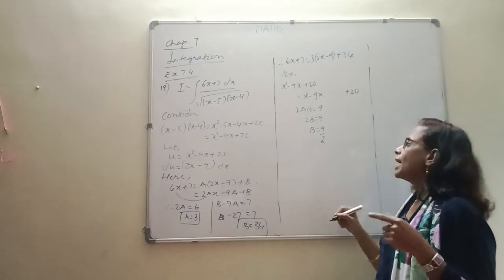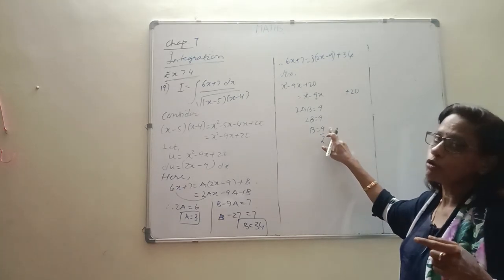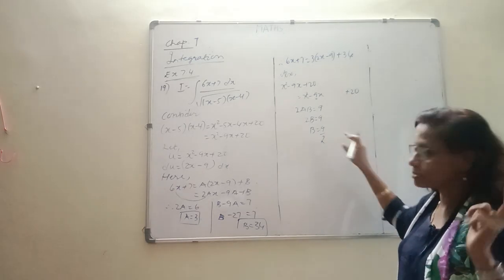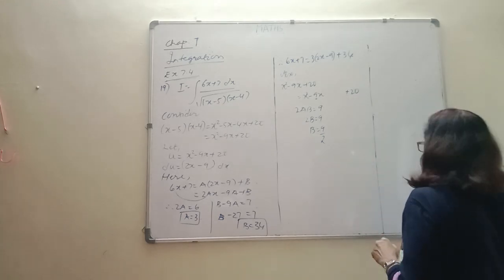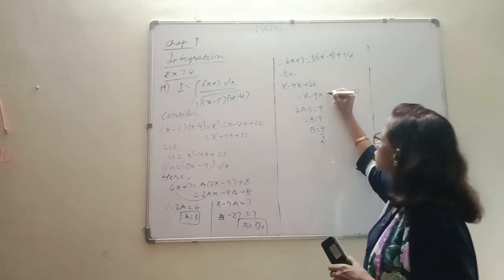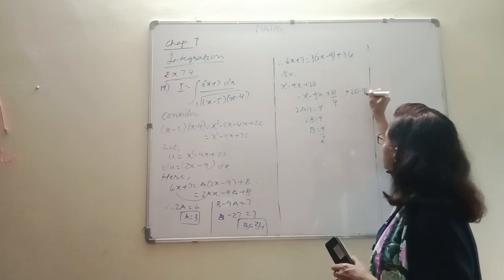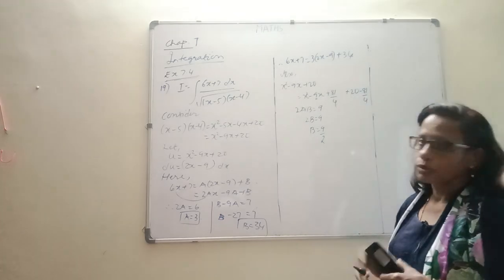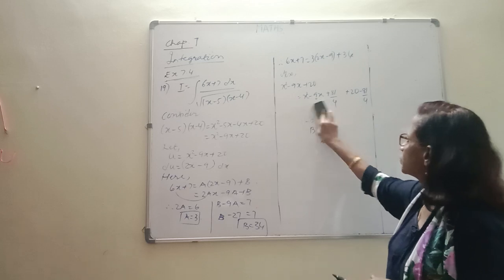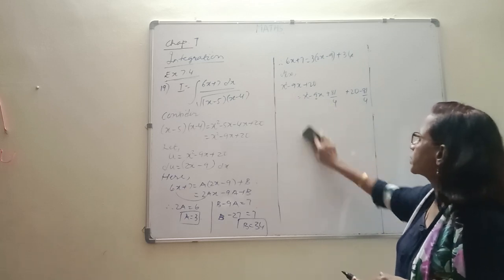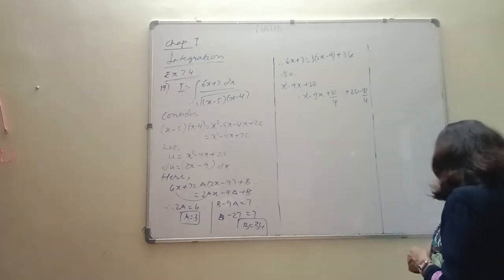That means you're adding and subtracting 81 over 4. You're adding and subtracting always b squared. So adding and subtracting means we don't want to change the value. So we will add and subtract so that you get your desired form, and at the same time you don't change the value of the expression. So we have got this expression now, and let's see how to work on it.